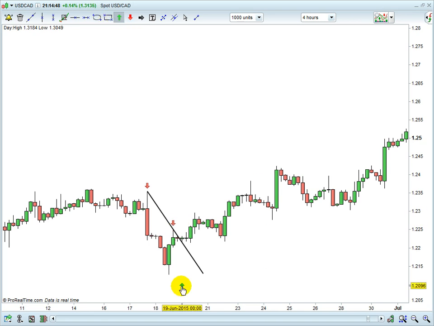So price comes down to a low, makes a swing point low, breaks this resistance trend line here, and in the days that followed, you could see a progression of higher highs and higher lows, denoted by the red arrows and green arrows respectively.